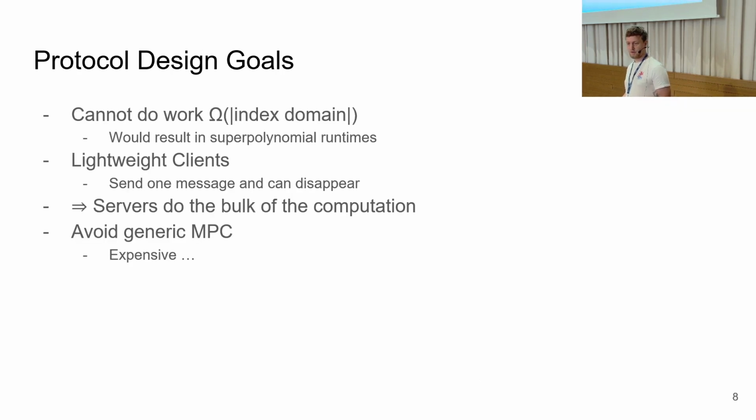Okay, so we don't want to do work in the order of the domain size, because as I said, this can be huge, this can be strings, exponentially large. We want very lightweight clients, so think phones. We want clients to be able to send a single message and then disappear, so they don't have to stick around for the entire computation. So the bulk of the computation must be on the servers, and we want to avoid generic MPC just because it's very expensive.